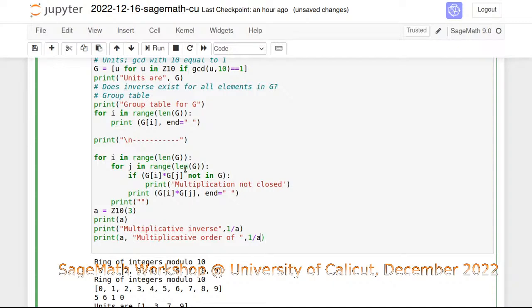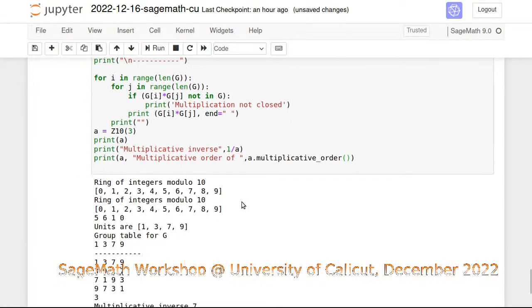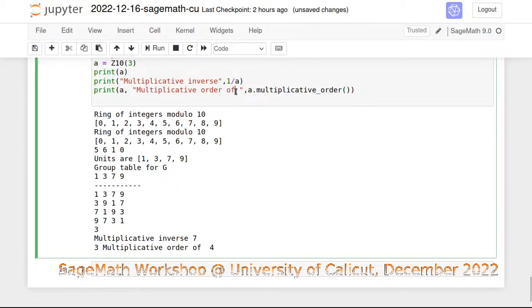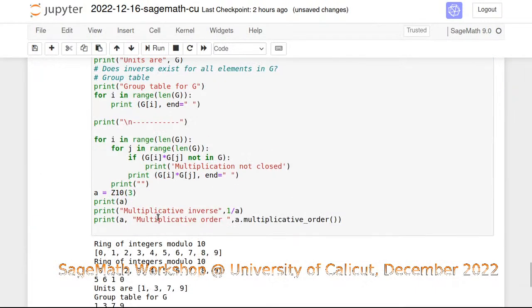Okay, multiplicative order. For that, just take the multiplicative order, which is 4, which means that 3 to the power 4 is 1 and no lesser power of 3 is 1. If you take 3 to the power 4, what will happen? 3 squared is 9, 9 into 9 is 81, modulo 10, that's 1. So multiplicative order can be found.